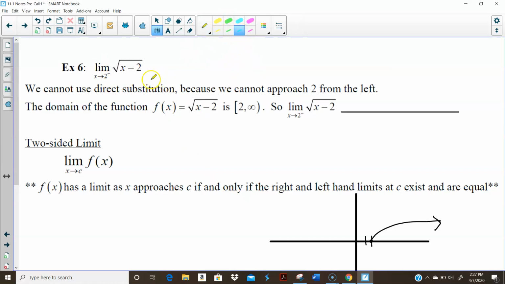In example 6, the limit as x approaches 2 from the left-hand side. How do I know it's the left-hand side? It's this little minus right there. So how do I find the limit as x approaches 2 from the left of the square root of x minus 2? Let me just remind you of what the graph looks like.